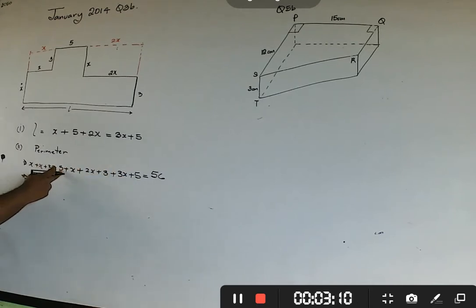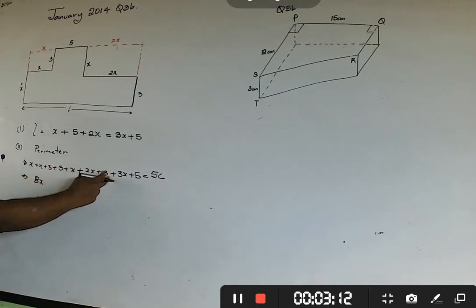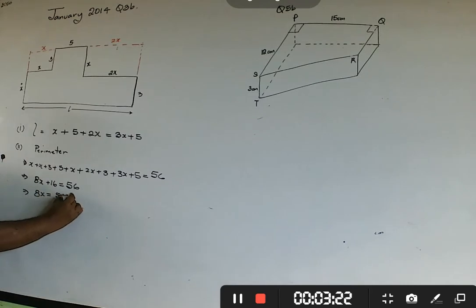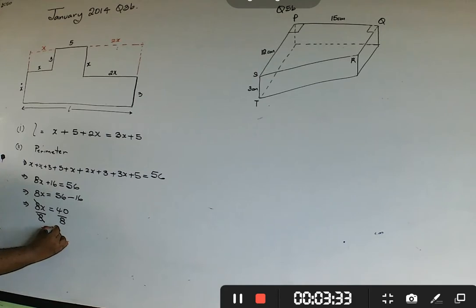Now let's get the numbers. 3 plus 5 is 8, plus another 8, doesn't it? Yes, sir. So that is 16, and the perimeter is equal to 56. Therefore, 8x plus 16 is equal to 56, so 8x is equal to 40. Divide both sides by 8. So x is equal to 5 meters.